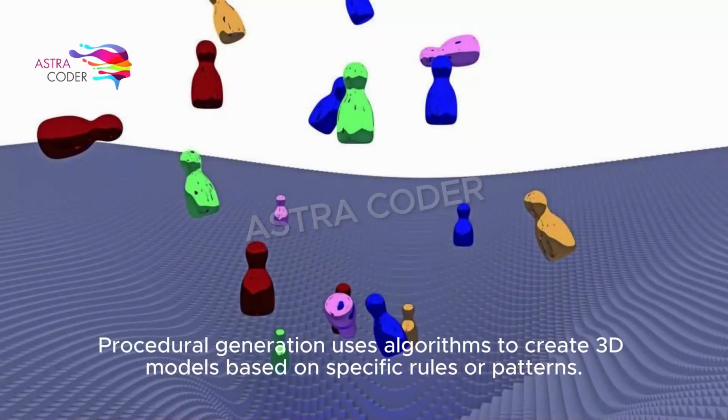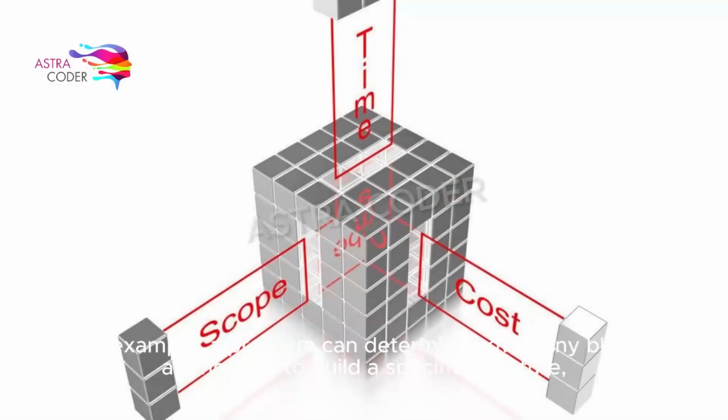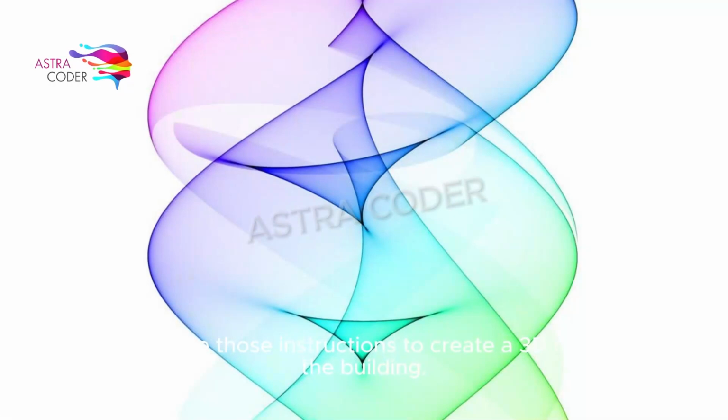Procedural generation uses algorithms to create 3D models based on specific rules or patterns. These rules can be based on variables such as height, distance, or even color. For example, a program can determine how many blocks are needed to build a specific structure, and then use those instructions to create a 3D model of the building.